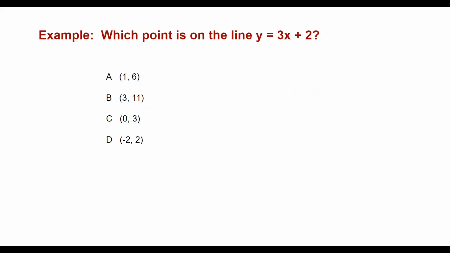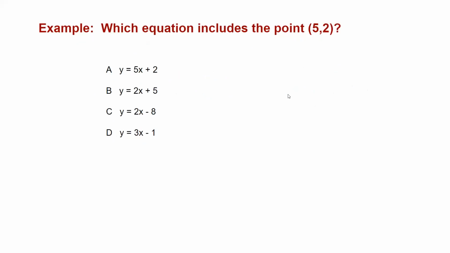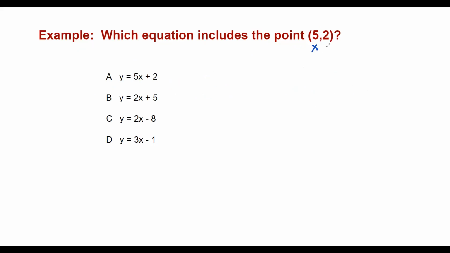The next one is sort of the opposite of that, where we're given a point and we have to find the equation. The process is really similar in that now we're just going to substitute a 5 for x and a 2 for y into each one of these equations until we find our answer. So y is 2, 5 times 5 plus 2. We simplify that right-hand side. We get 2 = 25 + 2. We can see that that's not going to be true. 2 is not equal to 27. We can rule out answer A.